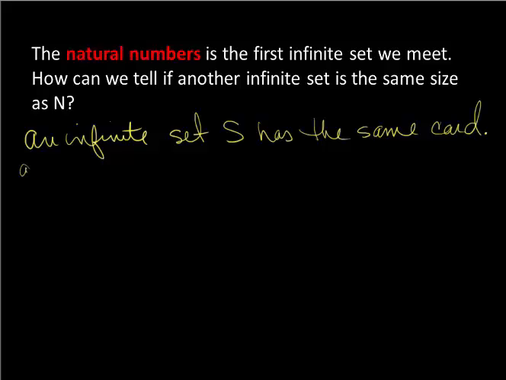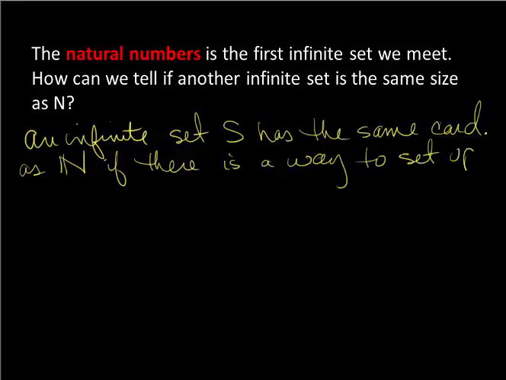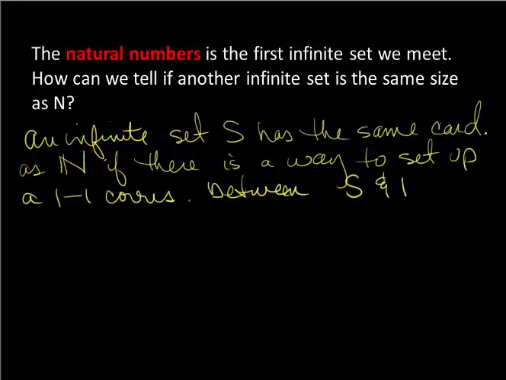The same cardinality as capital N if there is a way to set up a one-to-one correspondence between S, the elements of S, and N, the elements of N. Can we set up a one-to-one correspondence? If we can show that there is one, the two sets have the same cardinality. They are the same size.